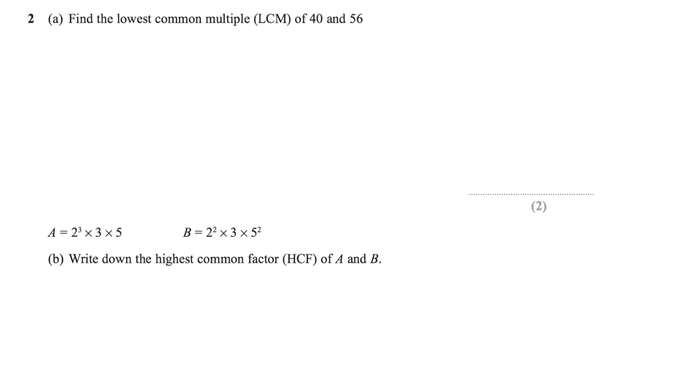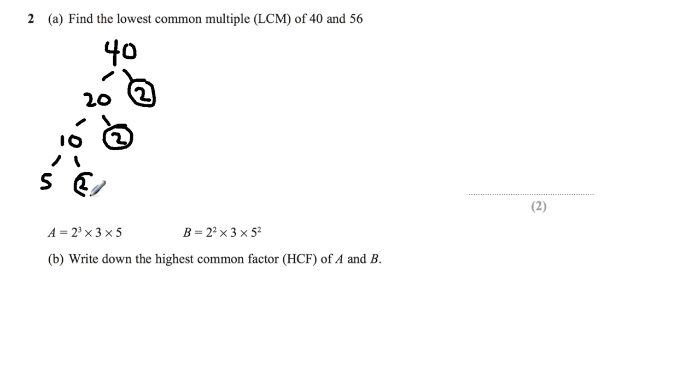Find the lowest common multiple, LCM, of 40 and 56. To solve this question, we're going to be using prime factor decomposition. So we're going to find the prime factors of 40. 2, 20 over here, we have 2 again, 10 over here, and we have 5 and 2. So the prime factors are 2, 2, 2, and the last prime factor is 5.